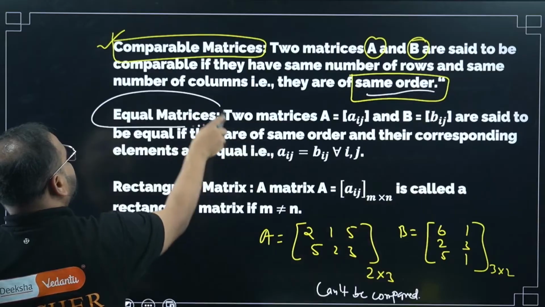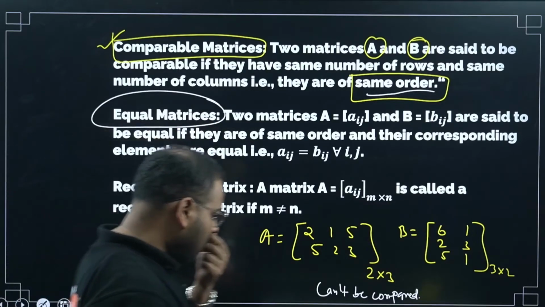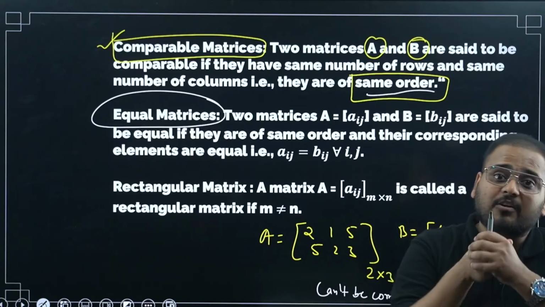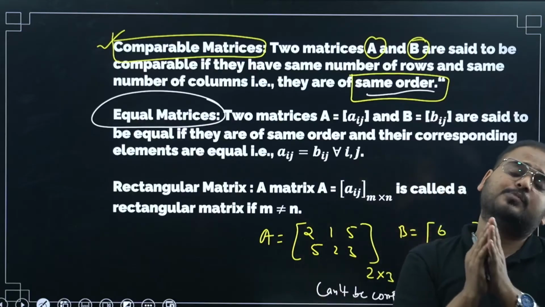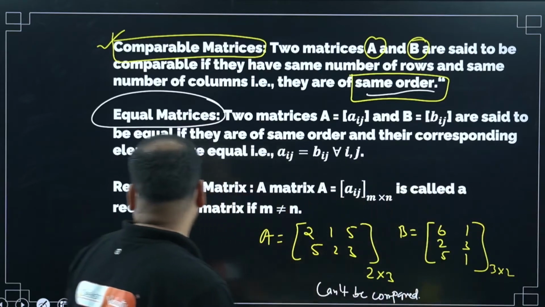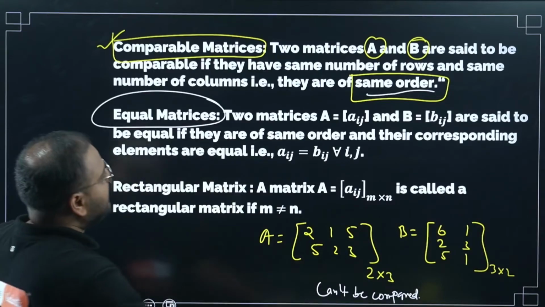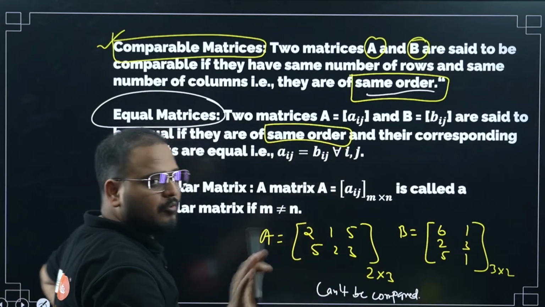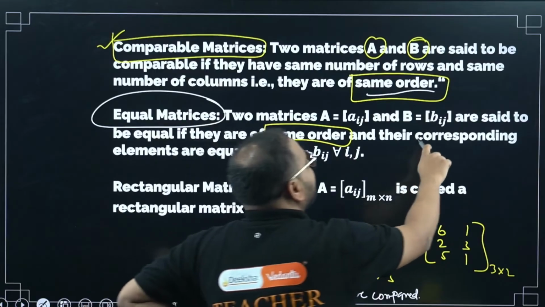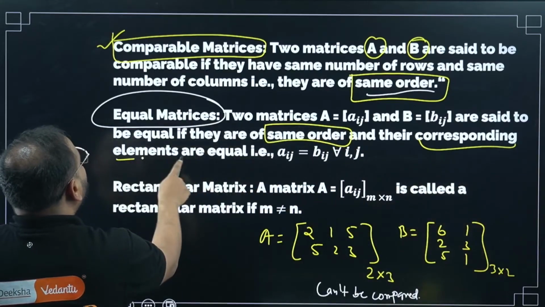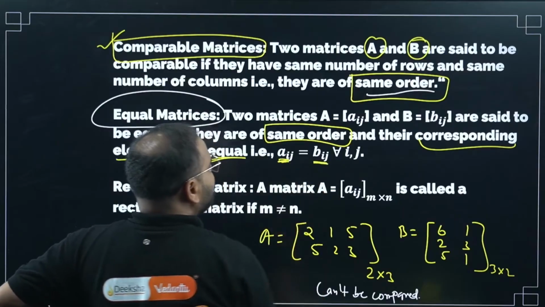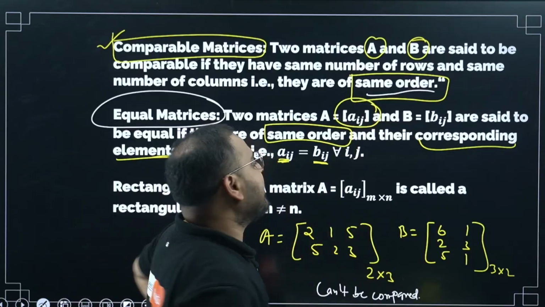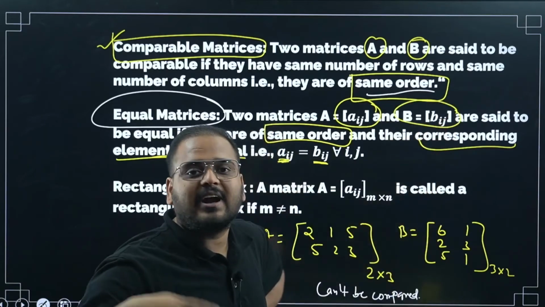What about equal matrices? Equal matrices are those matrices where order is the same. Apart from order being same, each and every element has to be same. Then only we can say matrices are equal. So if they have same order and their corresponding elements are also equal, for all Aij, Bij are equal. Aij is the way of writing the elements of matrix A, and Bij is the way of writing elements of matrix B.